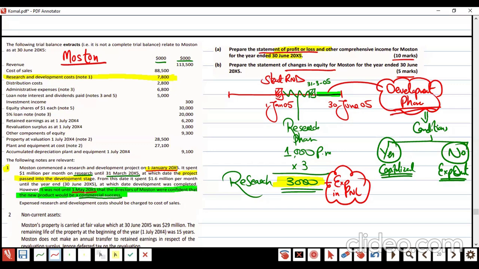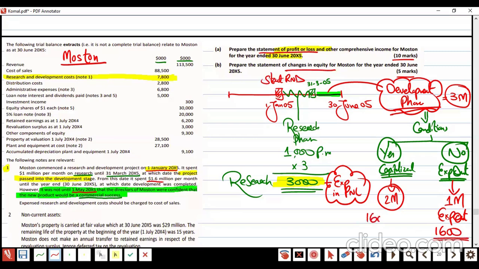It means that the total development phase is April, May, June, 3 months, right? But not all the 3 months were the directors confident. Directors got confidence in this project on which date? 1st of May. May and June. How many months? 2. 2 months is going to be capitalized. So out of three, 2 months will be capitalized. So 1 month is going to be expensed out. Per month amount is 1.6 million, right?